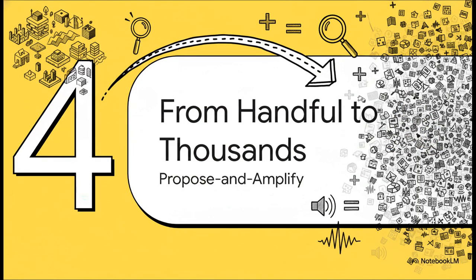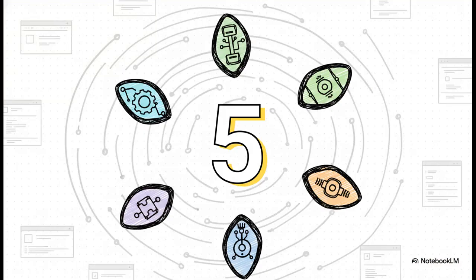Okay, so you've used that loop to build a few really high-quality environments. Awesome. But how do you go from a handful of environments to literally thousands of useful training tasks? Well, this is where a strategy they call propose and amplify comes into play. It all starts small. Just a tiny number of super high-quality seed tasks. In their example, it was just 5.